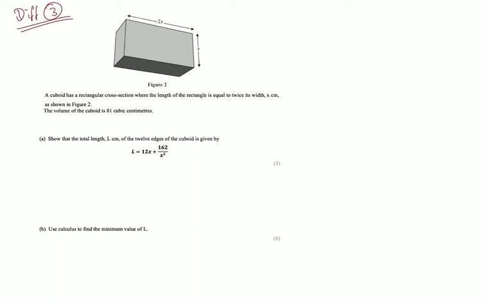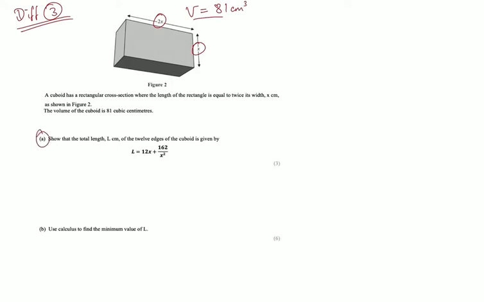A cuboid has a rectangular cross-section where the length of the rectangle is equal to twice its width, as shown in figure 2. So they've already drawn in these two dimensions for us. How kind. The volume of the cuboid is 81 cubic centimetres. So let's just mark that on as well because they haven't put that on the diagram.